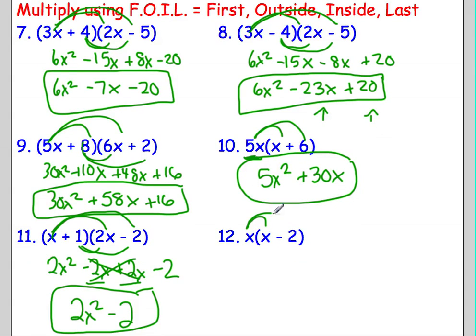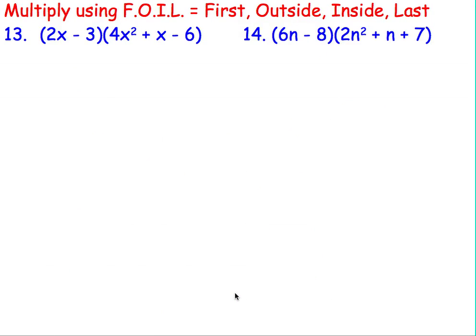We'll take x times both of these terms here. This would be x squared. That would be minus 2x. That's my final answer. I'm done. Those are really easy. Let's try something a little bit more complicated.